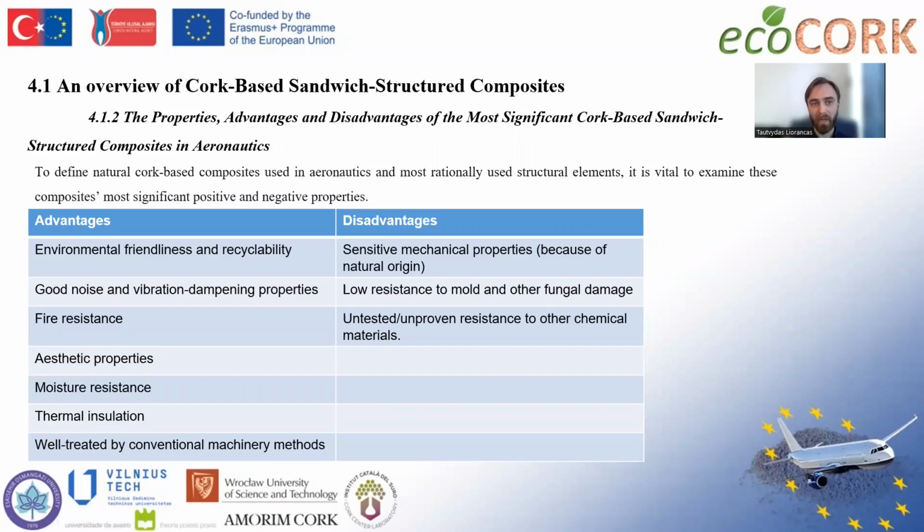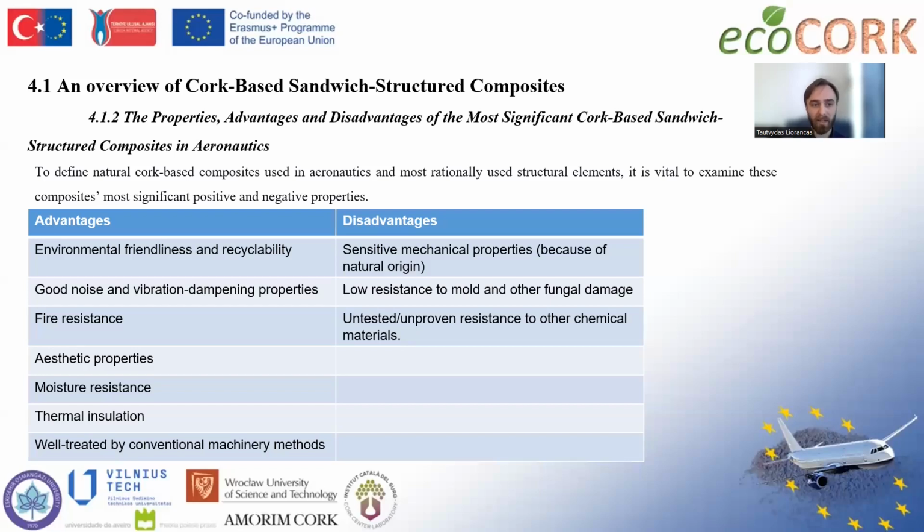To understand the cork material better, we should first look at the properties, advantages, and disadvantages of the most significant cork-based sandwich structure composites in aeronautics. One of the most commonly known advantages is cork's environmental friendliness and recyclability. Furthermore, this material has good noise and vibration dampening properties. Also, it has very good fire resistance, which is a very important characteristic in aeronautics, since all materials used inside the aircraft cabins have to be fire resistant.